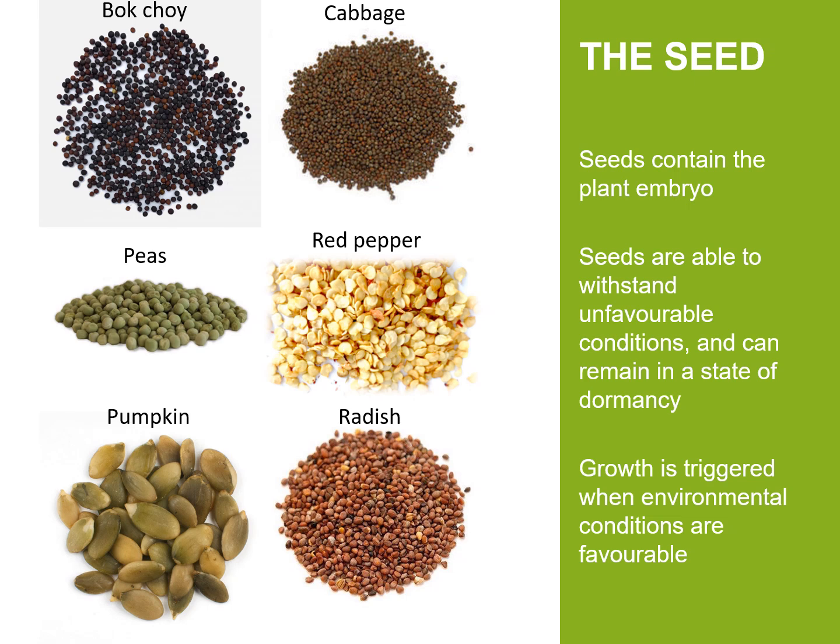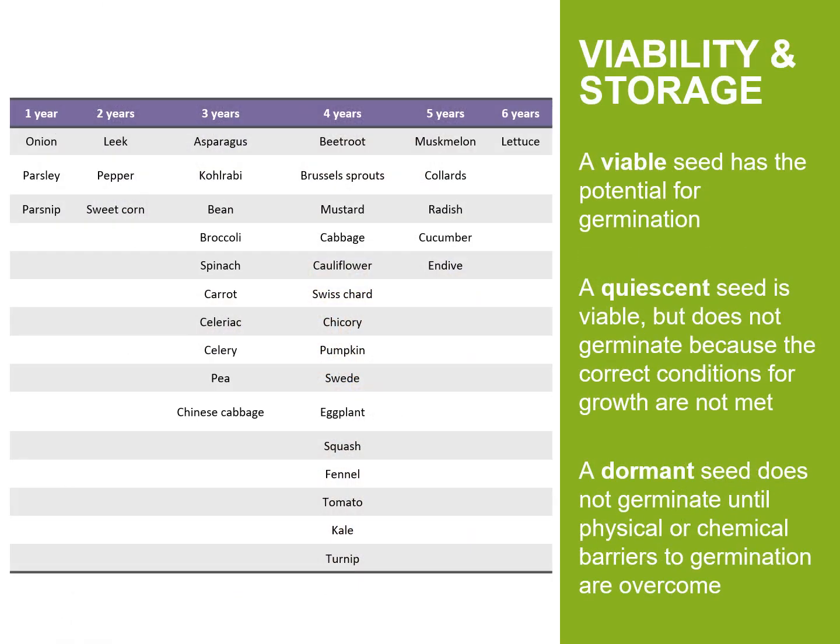And seeds can remain in a state of dormancy for many years in a lot of cases, and it's even been possible to revive plant seeds after many hundreds or even thousands of years. Growth is usually triggered when environmental conditions are generally favourable, and there are internal mechanisms within the seed that prevent them from germinating at inopportune or inappropriate times of the year, for example.